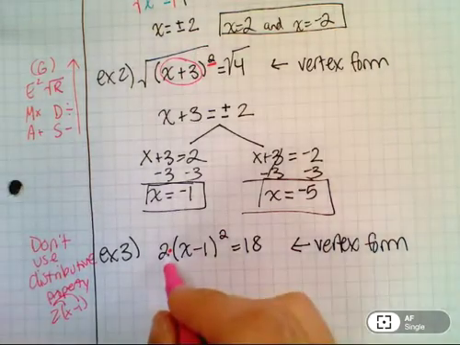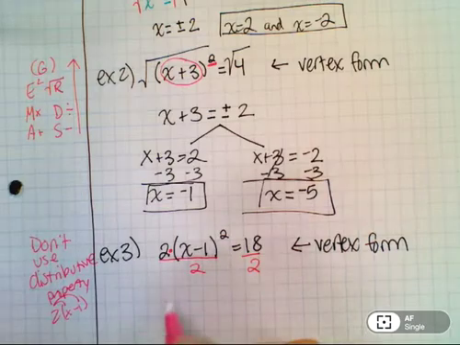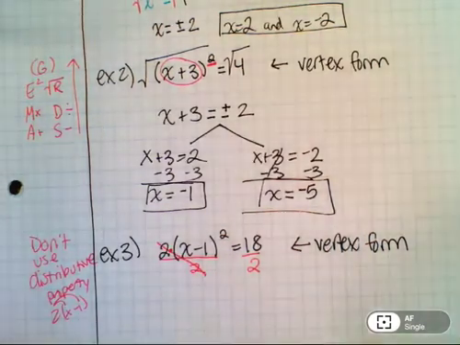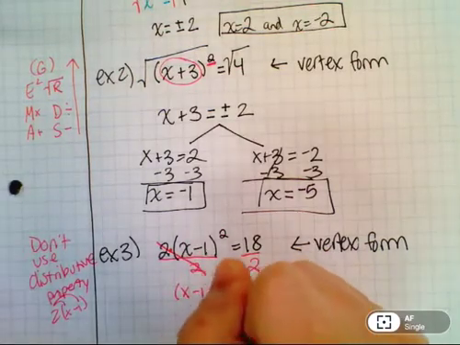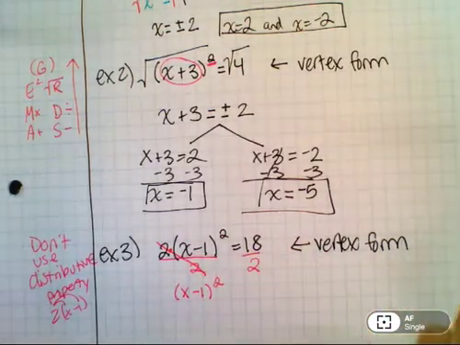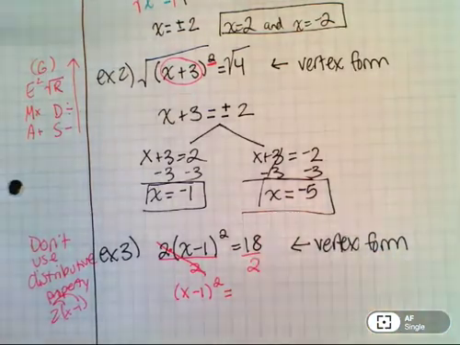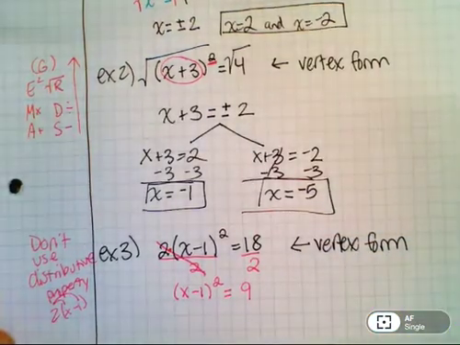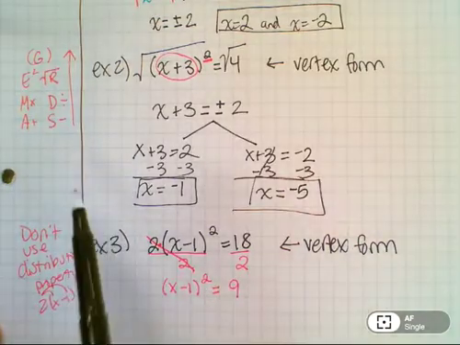Multiplication and division, the way we get rid of a times 2 is with dividing by 2. So we'll divide by 2 on both sides. These 2's are going to cancel. And whatever's left drops down. So I've got x minus 1 quantity squared drops down. 18 divided by 2, go ahead and figure out what that equals.